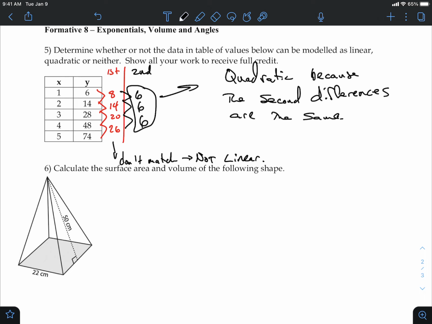I would say this is probably the most problematic question, this one and maybe the one on the bottom left. Actually, it wasn't bad. A lot of people got the surface area, but they didn't get the volume. So maybe we'll start with that. Let's just start with the surface area.